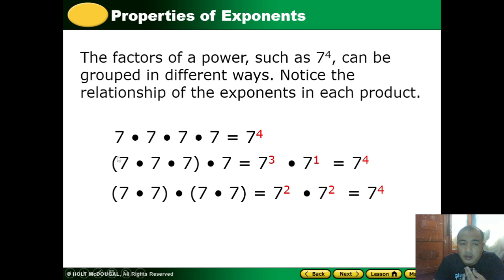Or we can group the 3 factors of 7 times 7 times 7, that means 7 cubed times 7 raised to 1 power, that means 7 to the 4th power. Also we can group 7 into 2, 7 times 7 times 7 times 7 means 7 squared times 7 squared. Still, it's the same as 7 to the 4th power. So 7 cubed times 7 raised to 1 means you just add the exponents, 3 and 1, 7 to the 4th power. 7 squared times 7 squared is still 2 plus 2, 7 to the 4th power.